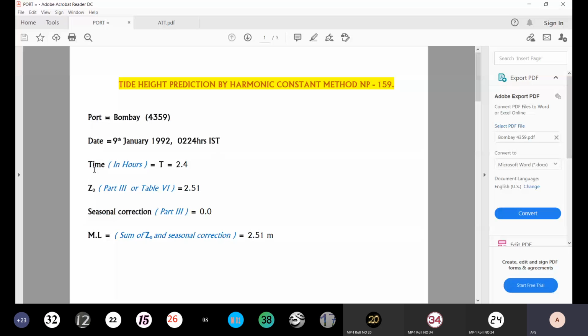Now the first step you have to write is time in hours. That means decimals are okay. So 0224 will become 2.4 hours. 0230 will become 2.5 hours. 3 o'clock will become 3. So convert time into hours only, no minutes. So 0224 becomes 2.4 hours.